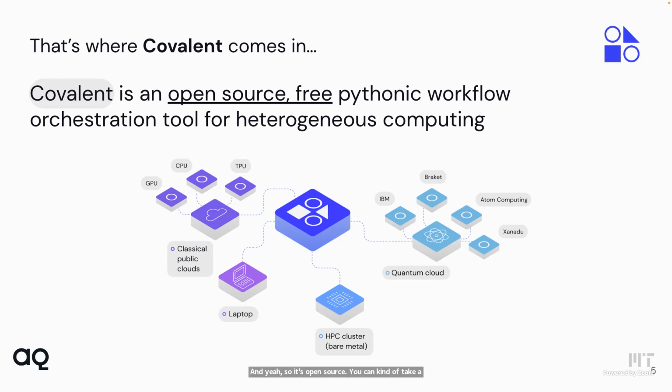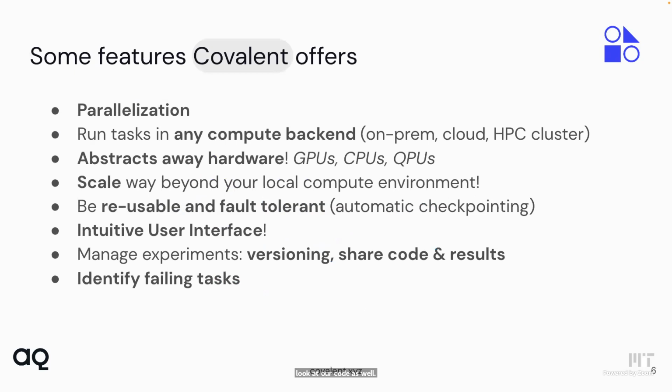and it's free to use. Some of the features that Covalent offers: parallelization is one thing. When you write your script and you're getting results from, say, a quantum computer or a classical computer, we figure out the relationships between the tasks, and we run the ones that we can in parallel whenever possible. So that's one of the benefits.